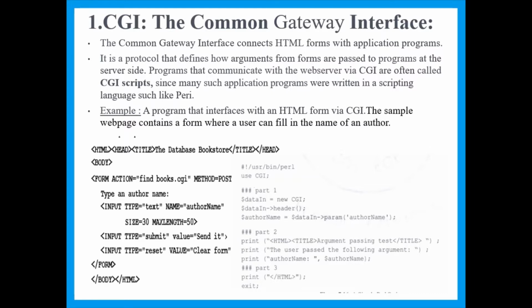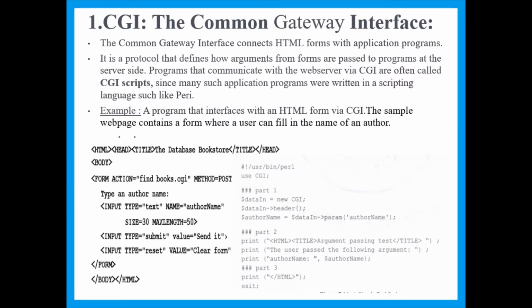There is another input type, which is called a button. The type is specified as submit, so the button has been created, and the label for the button is given as send it with the help of the value attribute. Another input tag has been used with type reset, which creates a reset button, and the label given for the button is clear form. When I click the reset button, whatever value has been entered in the text field is cleared out.